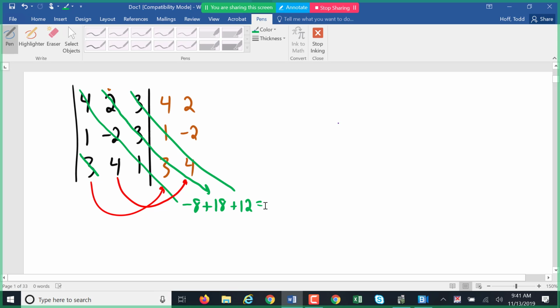So my down diagonal total is found by adding those up. Negative 8 plus 18 is 10, plus 12 is 22. That's my down diagonal total.